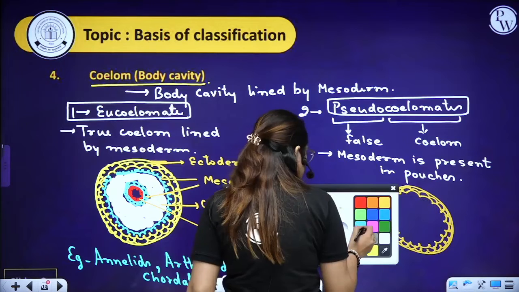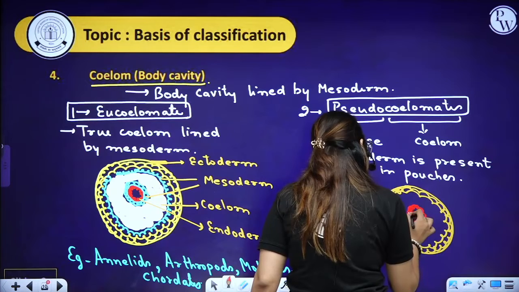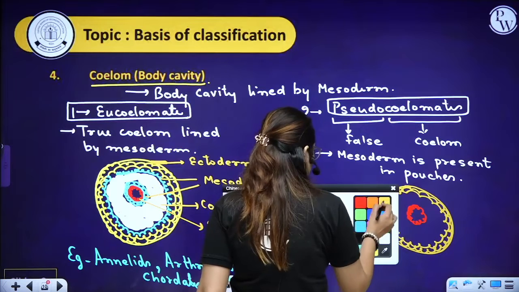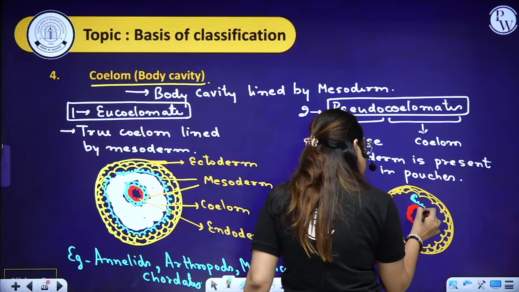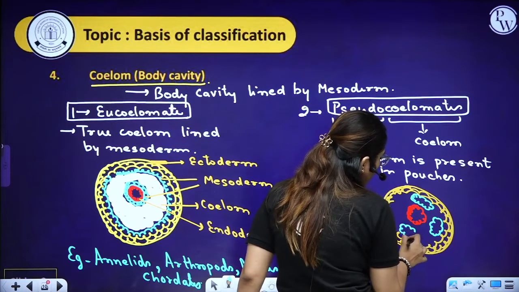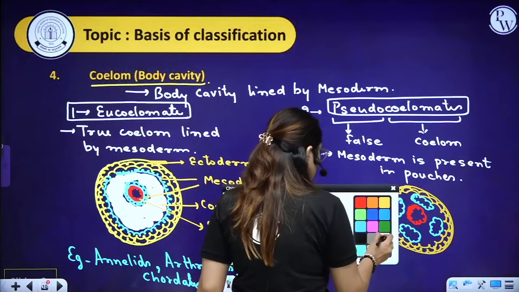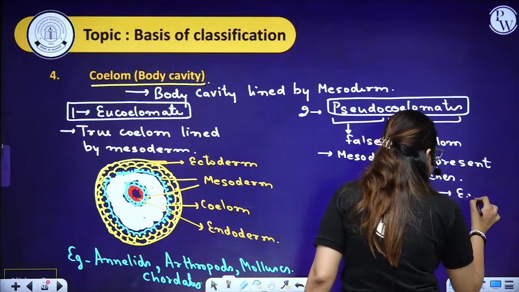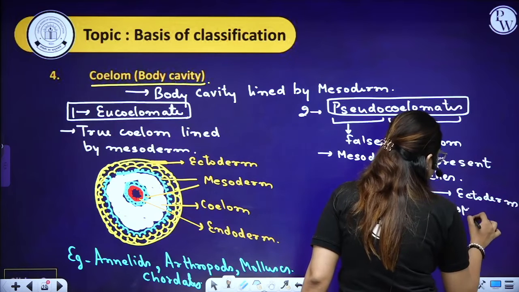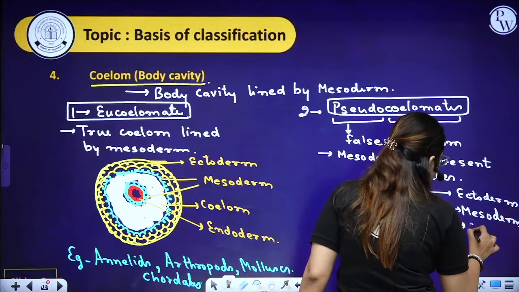This is the center, the gut lining, then the endoderm, and here the mesoderm is present in the pouches. Guys, can you see? These are the pouches. Let's label. This is ectoderm. Yellow one is ectoderm. This blue one is mesoderm. So mesoderm is split. And this is the endoderm.